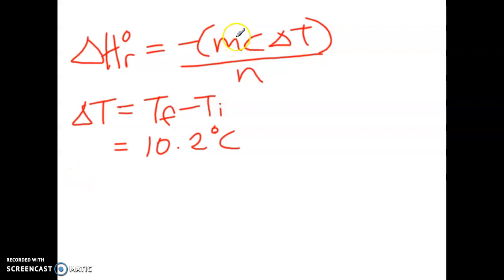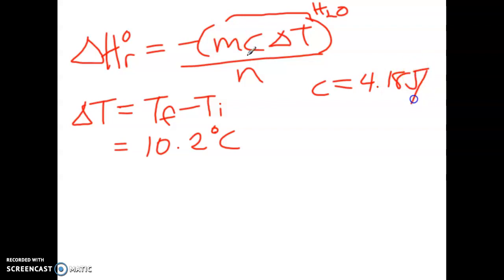The mass is the mass of water. So this mc delta T is all about the surroundings, which we made mention of. So the mass here is going to be 100 grams. The C is going to be the heat capacity of water, which is 4.18 joules per gram per degree Celsius. Okay. Mole value, the mole is for the system.